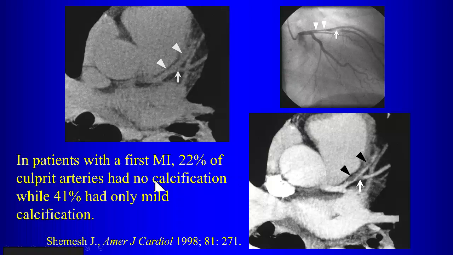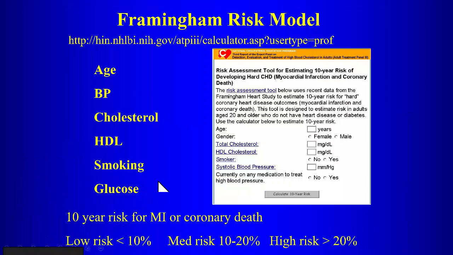And 41% only have mild calcification. All right, now what does this mean for prognosis? Well, there's the Framingham risk model here, and all of this is available. You just plug in all of these numbers, and this is what insurance companies use to determine the premium, right? Just plug in all of these numbers, and it will spit out a 10-year risk for myocardial infarction or coronary death. Low risk, medium risk, high risk, okay?